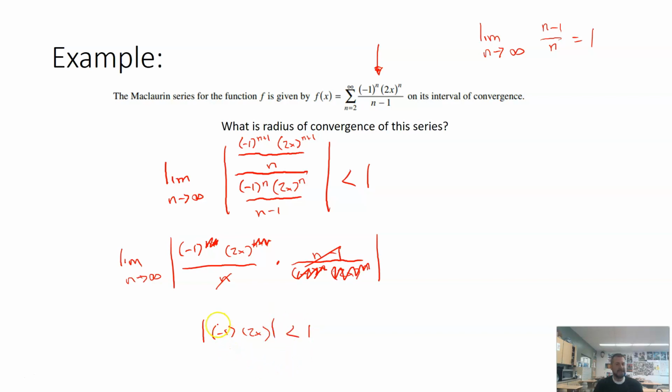Well, in order to finish this problem off, first of all, the negative 1 is not going to matter because absolute value just makes the value positive. But I need to get the x by itself here to find my radius of convergence. I can still have something adding or subtracting, but I can't have a number multiplying x. So I get the absolute value of x is less than 1/2. That right there is our radius of convergence. That's what we know. The absolute value of x has to be less than 1/2. That means the furthest we can go from where the series is centered is 1/2 in either direction.